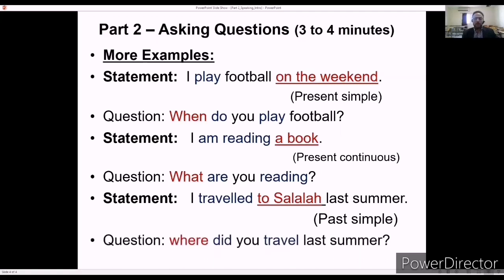So here we use where because we ask about place. And we use did because the verb is in the past. So we form the question based on the tense of the statement. So the question is, where did you travel last summer?